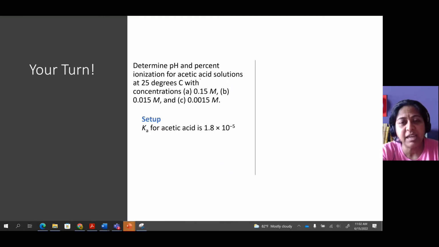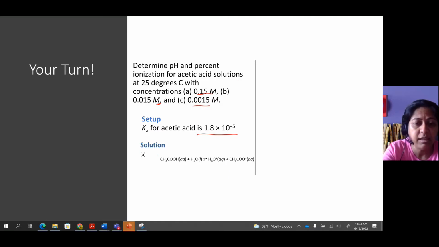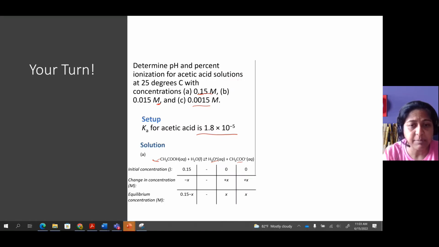Determine the pH and percent ionization for acetic acid solutions at 25 degrees Celsius with concentrations of 0.15, 0.015 and 0.0015. And we are given the Ka for acetic acid as 1.8 times 10 to the negative fifth. Right, so we write the equilibrium constant expression for the ionization of acetic acid. We get the products as hydronium ions and acetate ions, and we construct the ICE table.